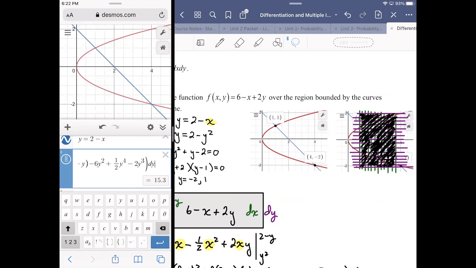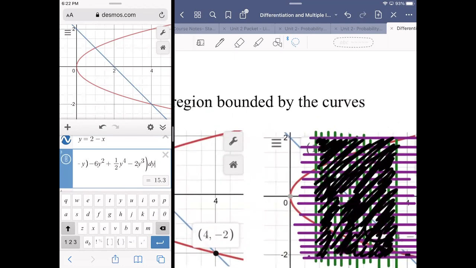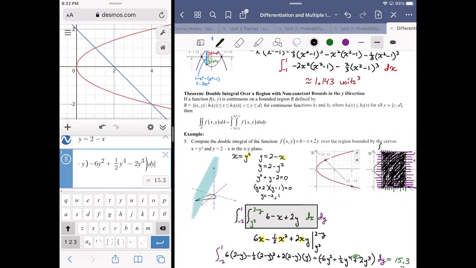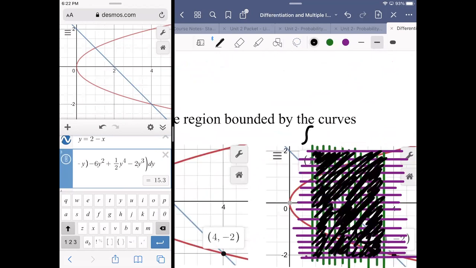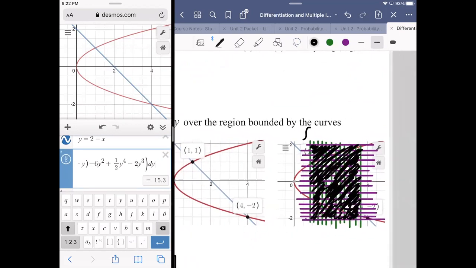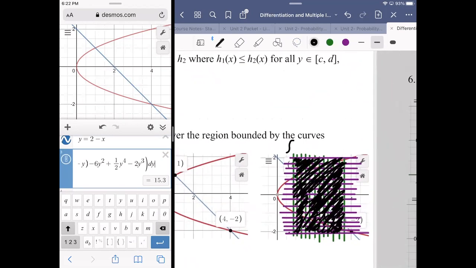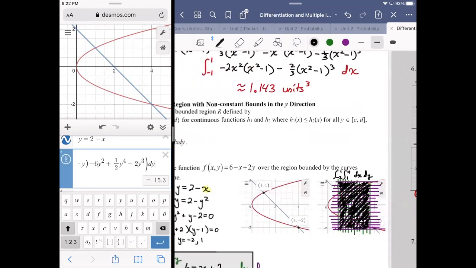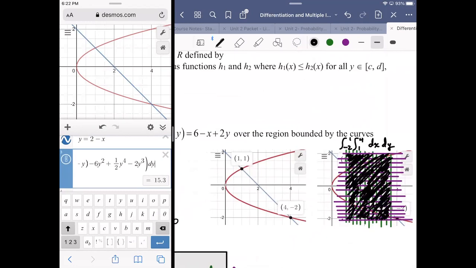Anyway, that's what the bounds of 1 to 4, so -2 to 1 and 1 to 4 would give us. Dx dy. All right, so if you ever have constant bounds to a double integral, it's always giving you a rectangular base region.